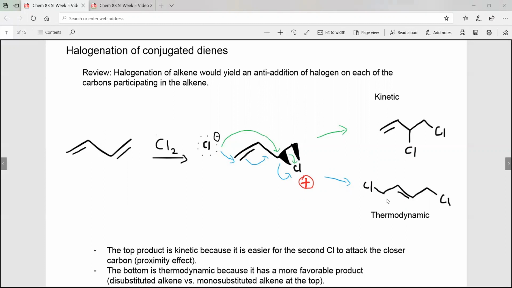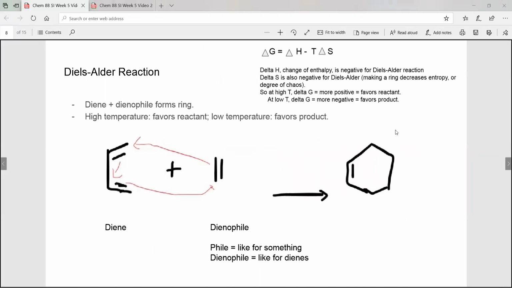The bottom product is thermodynamic because it's more favorable, disubstituted alkene versus monosubstituted alkene at the top. All right, so Diels-Alder reaction. This is one of my favorite reactions. So a diene and a dienophile would react to form a ring.